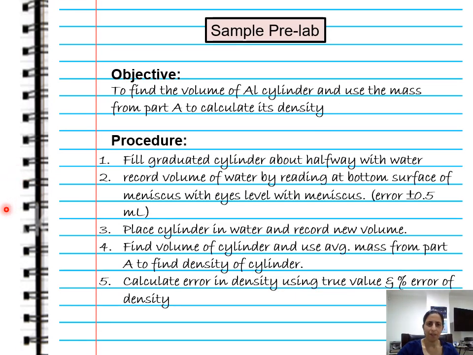Okay, so I just want to go over a sample pre-lab and a sample in-lab with you guys really quickly. So here is how you would do a sample pre-lab. Objective: the purpose of the experiment is to find the volume of the aluminum cylinder and use the mass from part A to calculate its density. So I'm going over part B of the experiment and how you would write the pre-lab for it. Here's an outline of the procedure. Notice that I'm taking that big paragraph that was written in an outline format and condensing it, but you can still follow my procedure to do the experiment without having the manual.